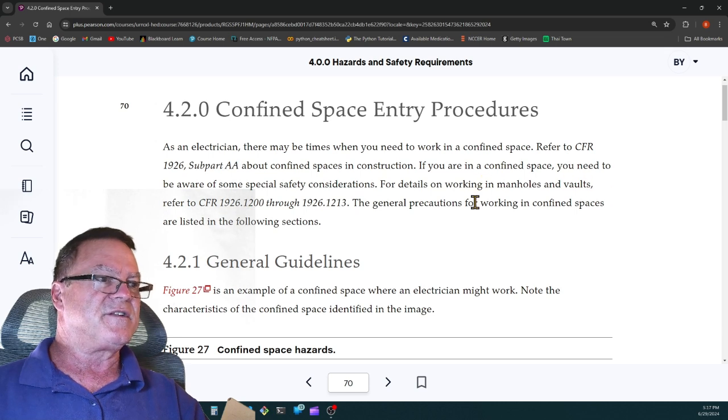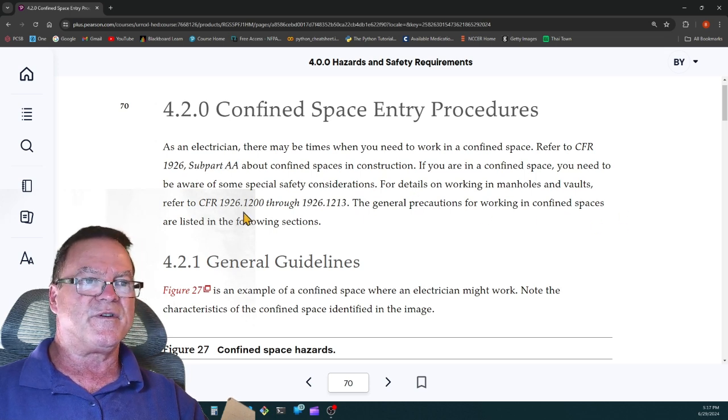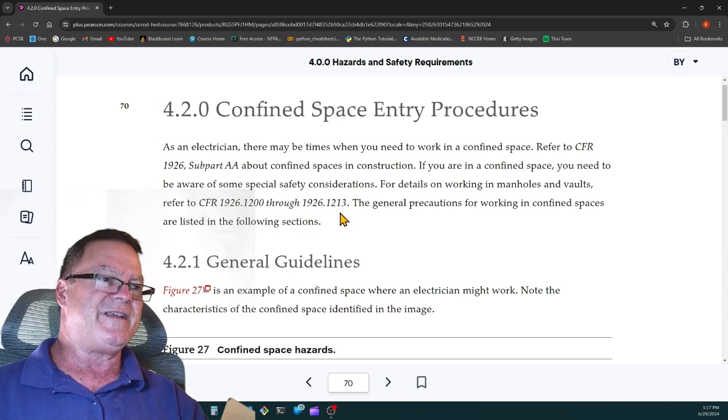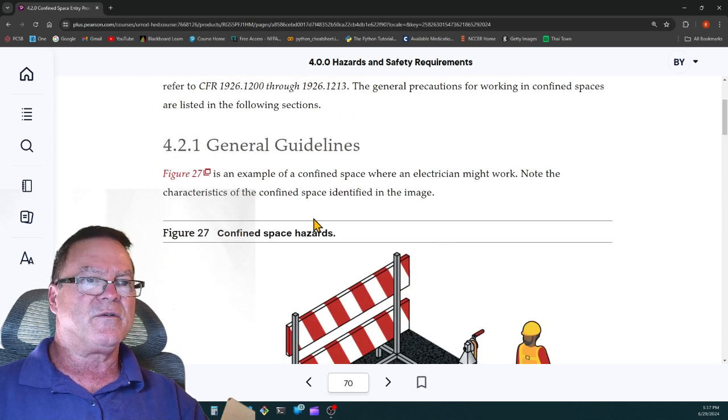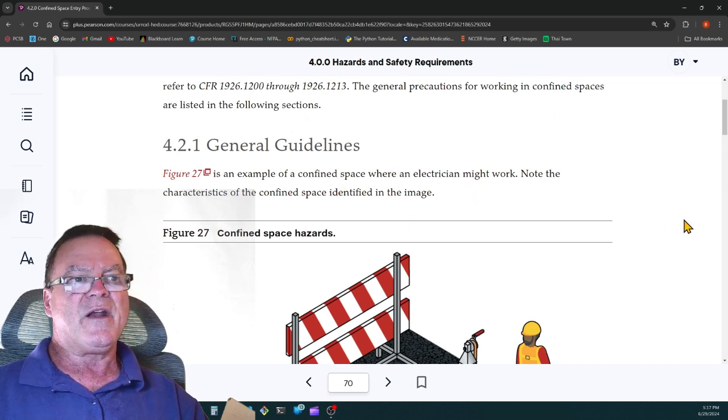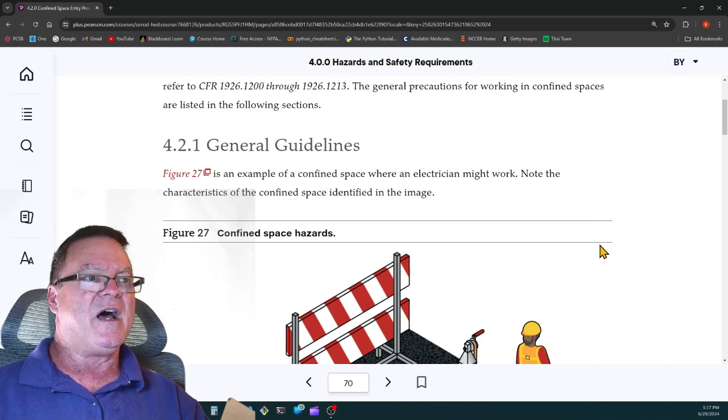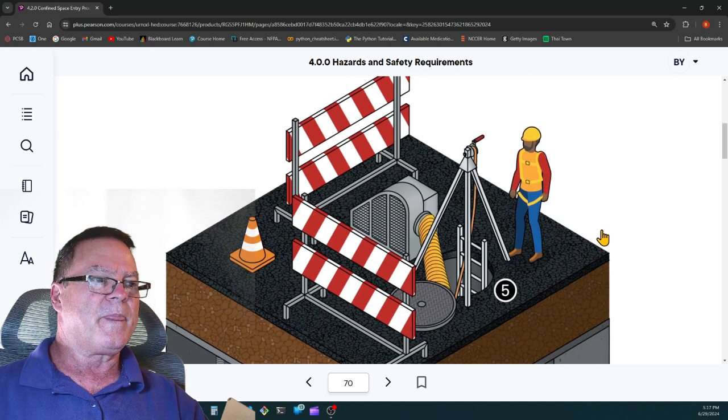If you're in a confined space, you need to be aware of some special safety considerations. For details on working in manholes and vaults, refer to CFR 1926.1200 through 1213. General guidelines. Figure 27 is an example of a confined space where an electrician might work. Note the characteristics of the confined space identified in the image.